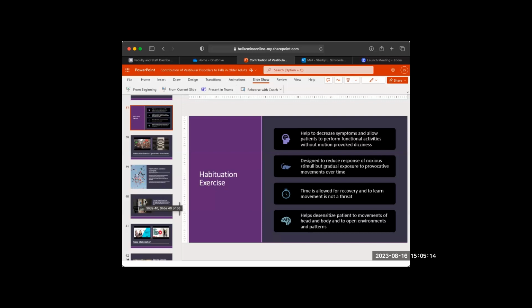So habituation is designed to reduce the response to a noxious stimulus through gradual exposure to provocative movements over time. So we do the things that make them moderately or mildly dizzy repeatedly until the brain recognizes, oh, this isn't a danger, I'm not sending an error signal anymore. And over time, the patient becomes less dizzy. So time is allowed for recovery and to learn that movement is not a threat. And it helps desensitize the patient.